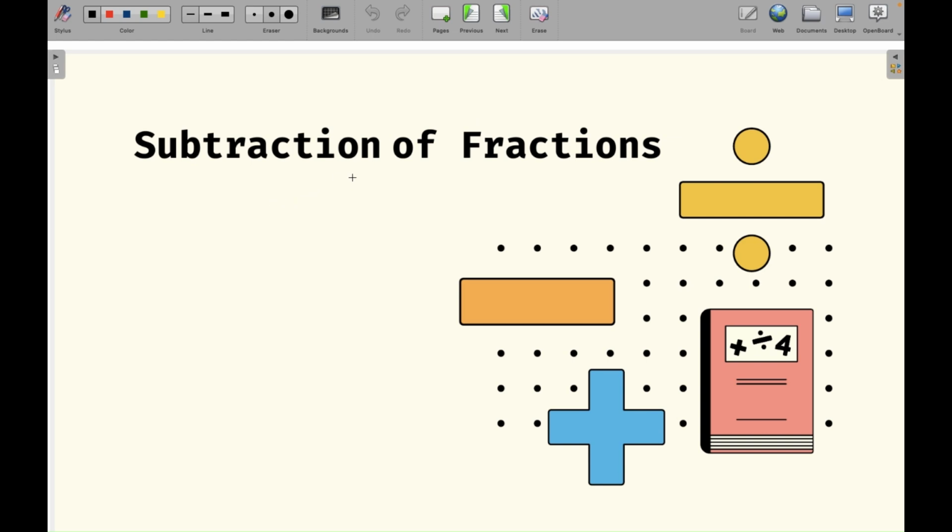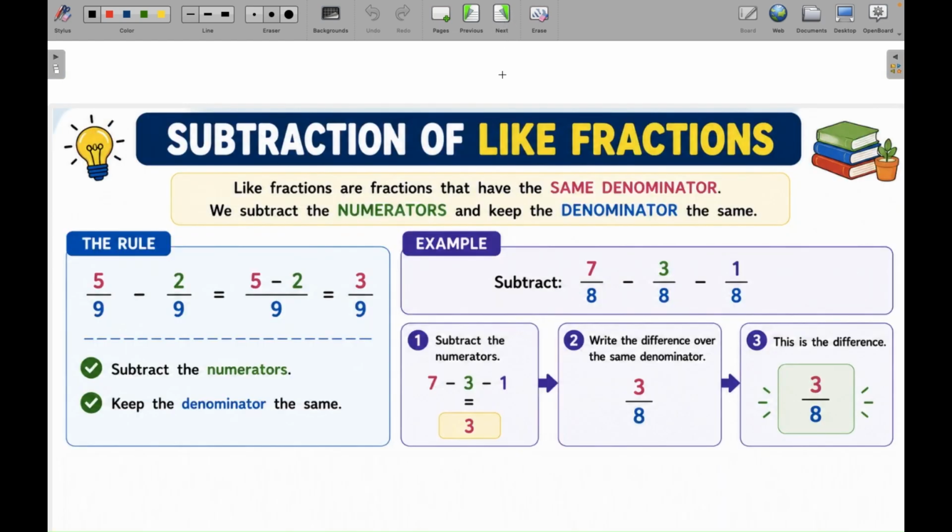Let us now see how to subtract fractions. Whenever we do any operation on fractions, there can be two types of fractions that we'll see, like and unlike. Like fractions are the fractions that have the same denominator, for example, 5 by 9 and 2 by 9. When we are given two like fractions, the rule is simple.